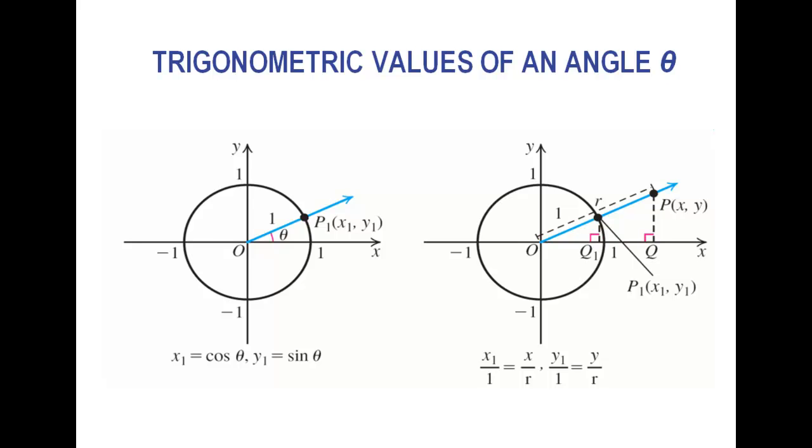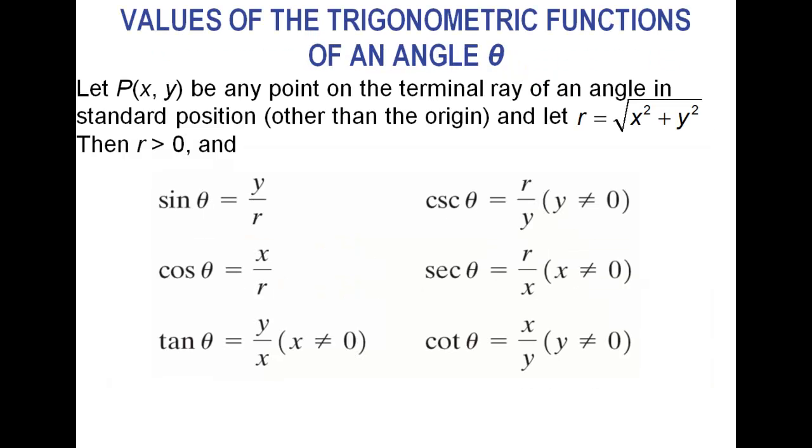If you remember what similar triangles are, we know that the ratio of this distance to this distance has to be the same as the ratio of the smaller one to the smaller one. So if we know something about the ratio on the unit circle, we know something about the ratio on any circle, right? Any radius r.